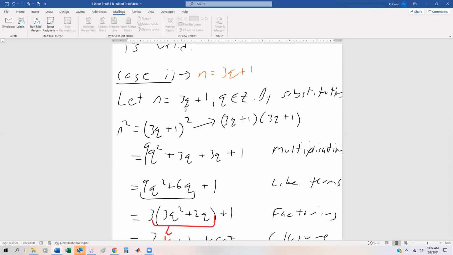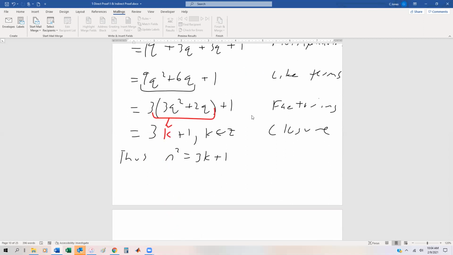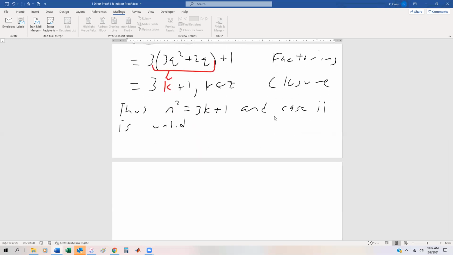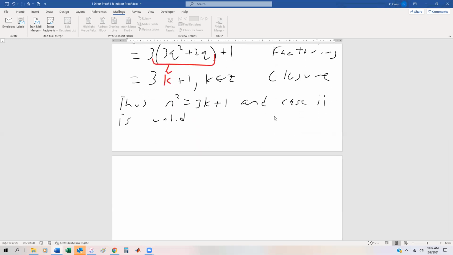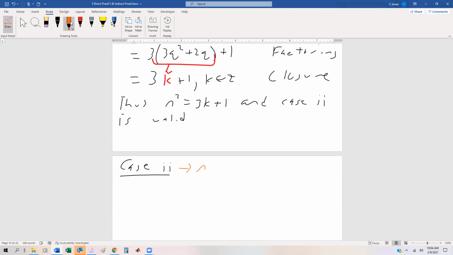And by the way, remember, we have to show, even though n started out as 3 times an integer plus 1, we had to show that the square of the integer was of that form. All right, so we can't just immediately jump to the conclusion of that. Okay, so thus n squared equals 3k plus 1, and case 2 is valid. Right? So finally, we have our case 3. So now case 3 is going to be the case where n is going to be equal to 3q plus 2.